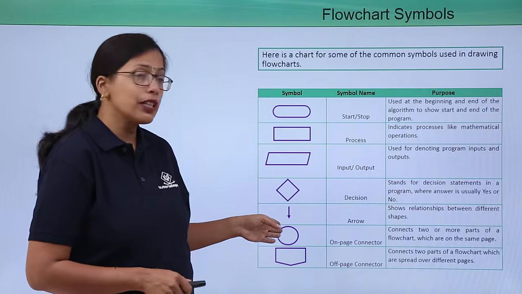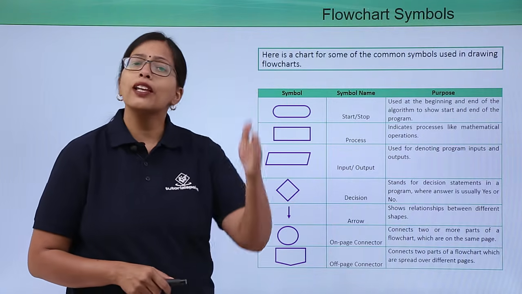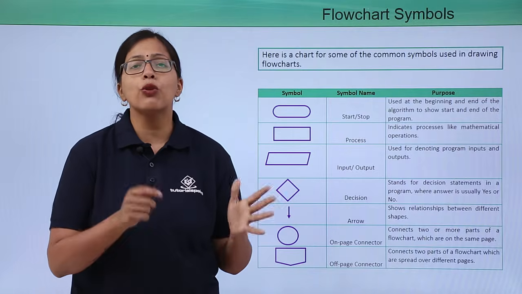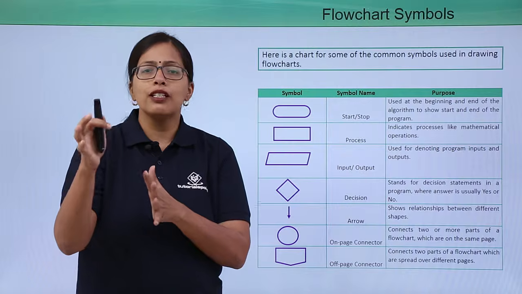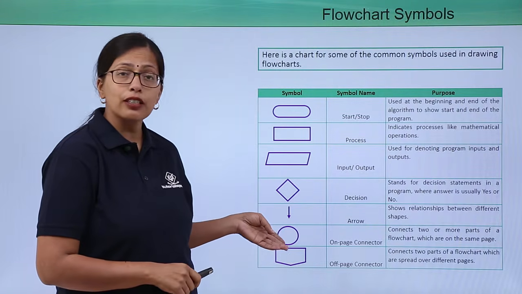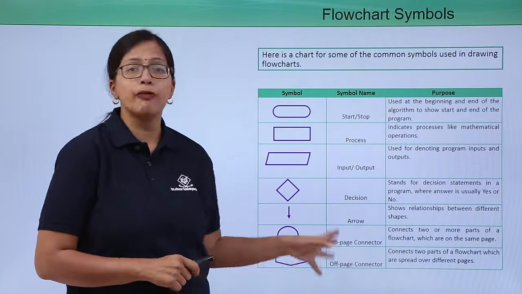This is an on-page connector, this circle, and this is the off-page connector. When you are actually creating a flowchart, you might have more than one part to it. If those two or three parts are on the same page, you will use this on-page connector. If it goes into the next page, then you will use this off-page connector.